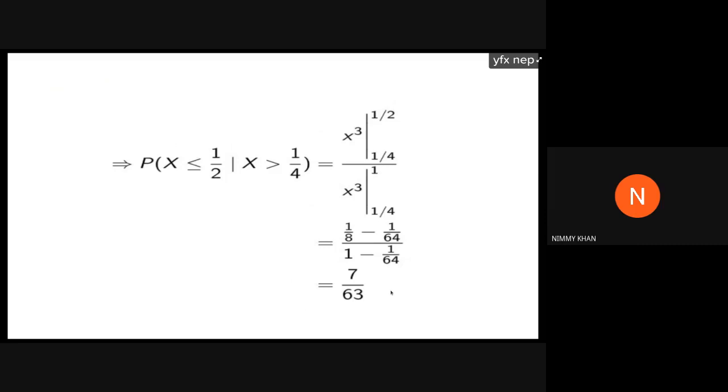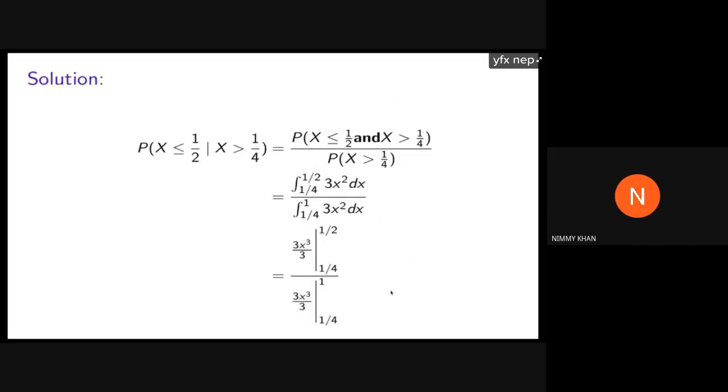Sir, can I go to the previous slide? Yes, sir. For the denominator, the probability of x greater than 1 by 4, can we put 1 minus the probability of x less than or equal to 1 by 4? Yes, you can do that. So the integration limits will change. So tell me what is the probability that x is less than 1 by 4. What will be the limits?